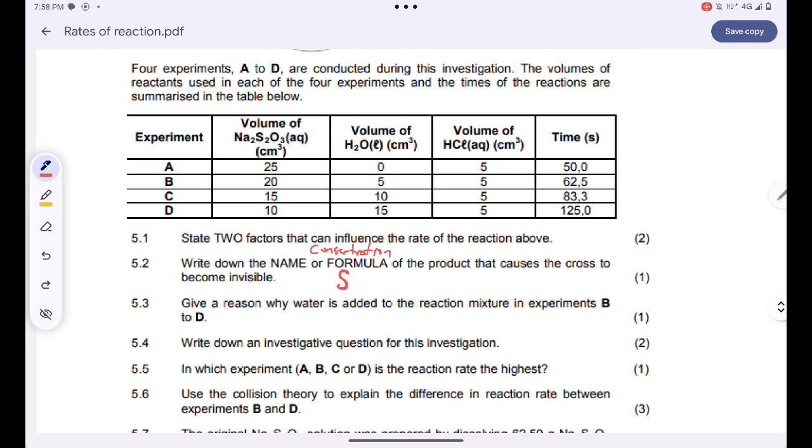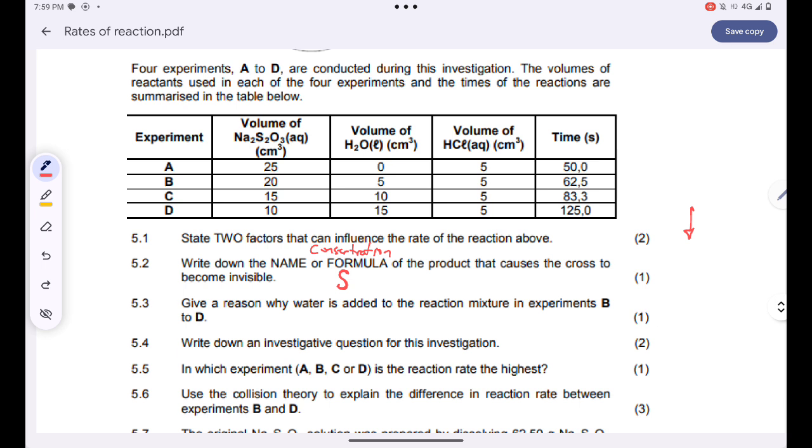Okay, give a reason why water is added to the reaction mixture in experiment B to D. Water was, as I just said, guys, added just to dilute the solution of sodium thiosulfate. And obviously, if you dilute a solution, you are simply decreasing its concentration. Are you together? And remember that, guys, if you decrease the factors that influence the reaction rate, obviously the reaction rate will also decrease, which simply means that our chemical reactions will take more time to reach completion.